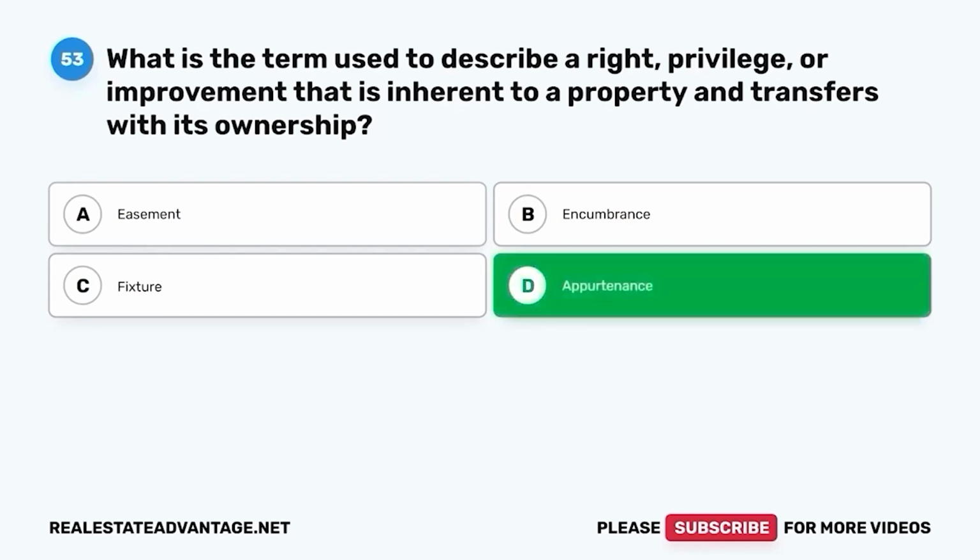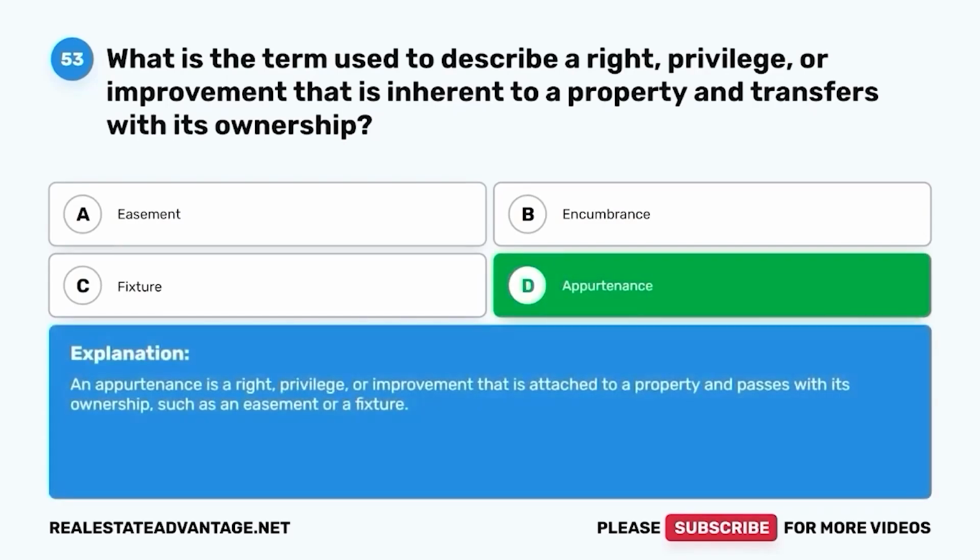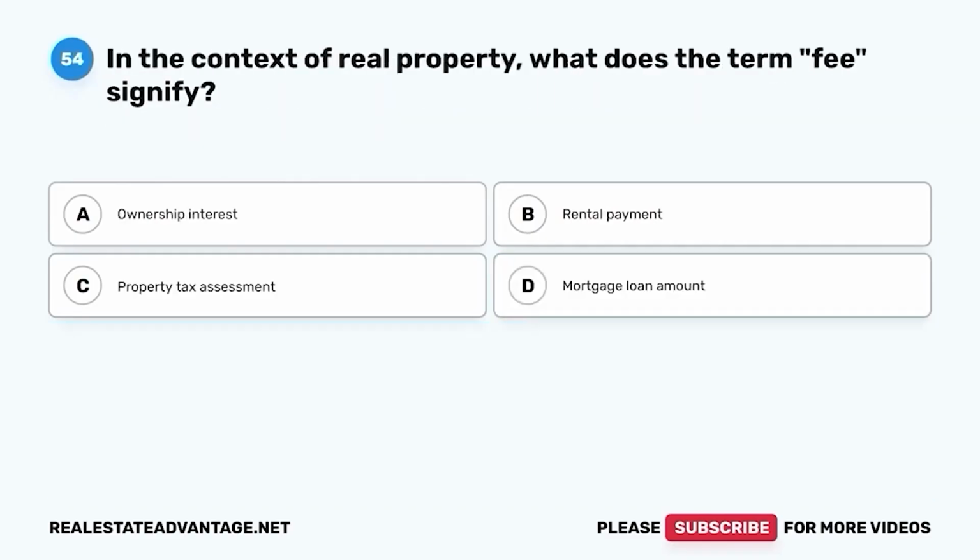The correct answer is D. Appurtenance. An appurtenance is a right, privilege, or improvement that is attached to a property and passes with its ownership, such as an easement or a fixture.